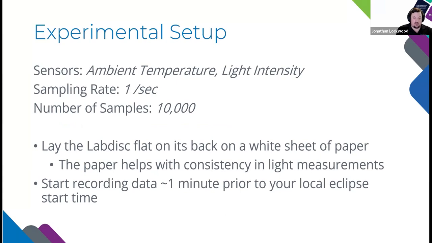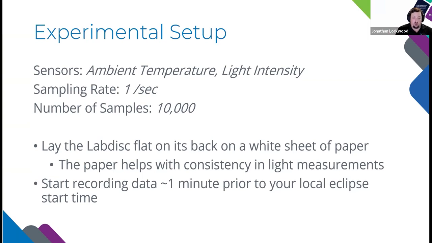So how I would do this is I would take my lab disk and set it up to measure both ambient temperature and light intensity. On the lab disk, you can set up a sampling rate of 1 sample per second. And I would set it to a maximum number of samples, which is going to be 10,000 samples. The reason for this is the eclipse lasts, like I said, a little bit over 4 minutes. So having that lab disk start a little bit before the eclipse and letting it run all the way through the eclipse, maybe even a couple minutes after the eclipse ends, allows us to view the data in completion.